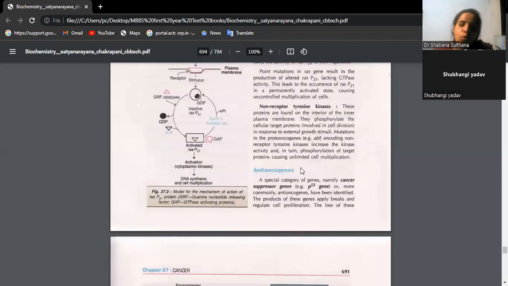Actually, anti-oncogenes are protective genes, better. They are good, in fact. As long as these genes are available, our body is well protected, and we do not suffer with cancers.